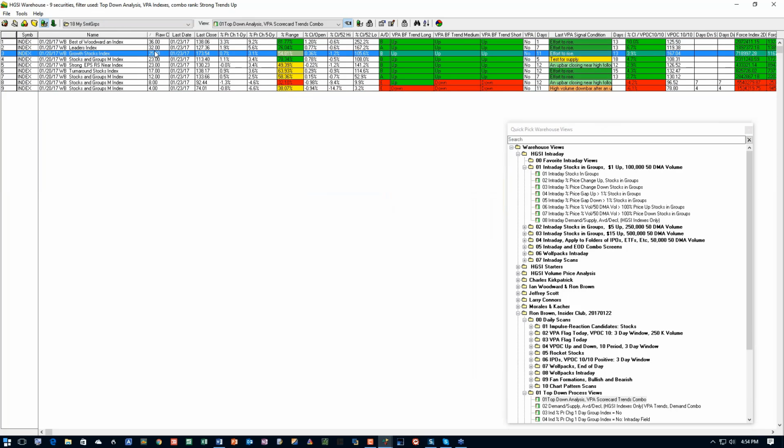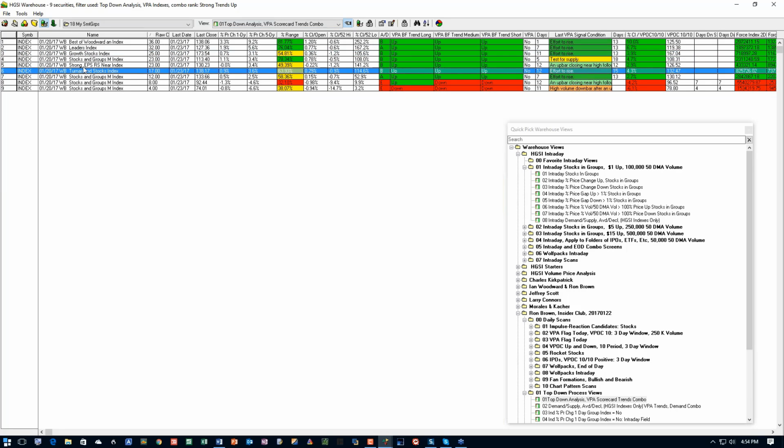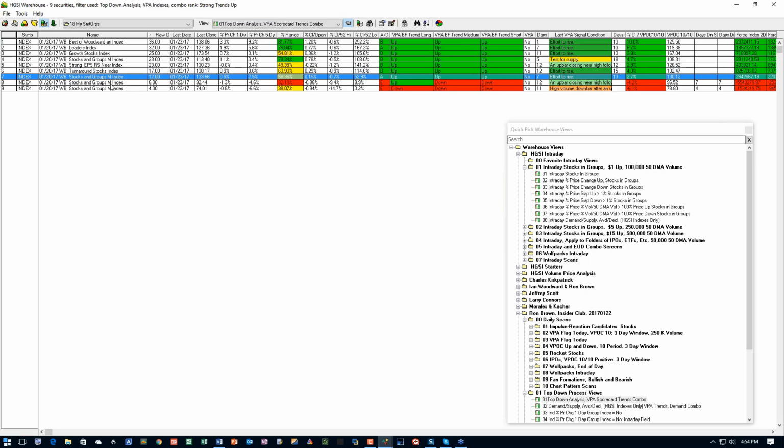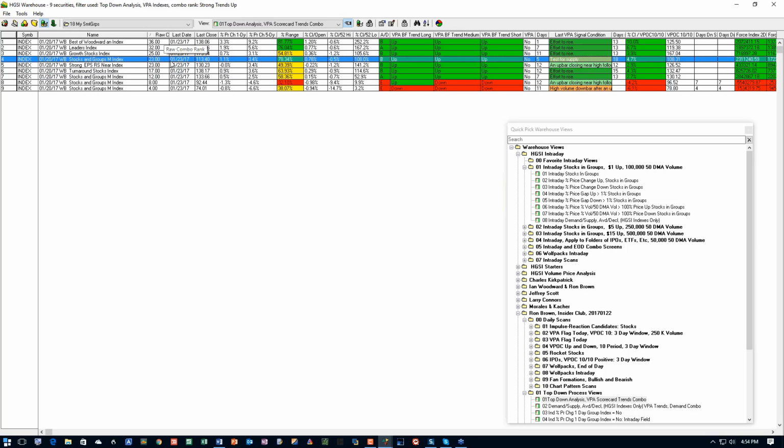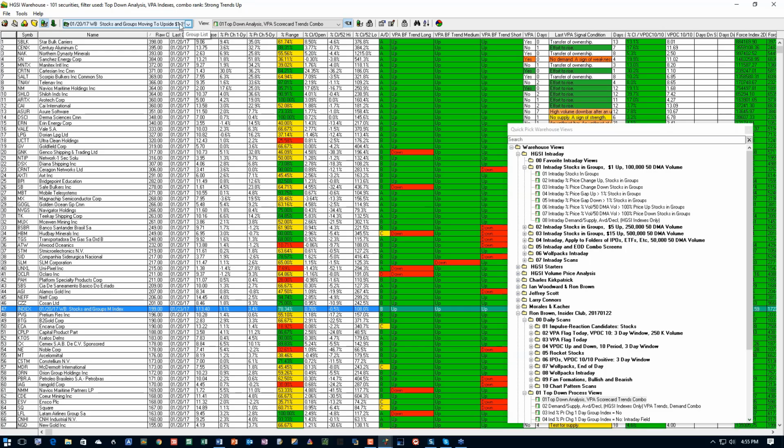Now down here, let me talk about these. These are the stocks and groups moving to the upside and to the downside. These are truncated. We don't get the whole thing in here, but if you change to the index group, you can see that this is the 1 to 15 group. And these are the stocks that were appearing on Friday. I always look at these groups.